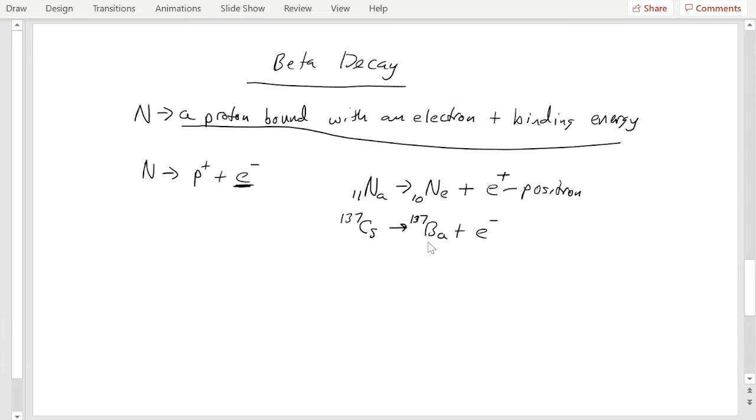right? So barium is one space higher on the periodic table, okay, one more proton than your cesium. And again, this is because we're losing a negative charge, therefore we're gaining a positive charge, right? And therefore we will move up in the periodic table.